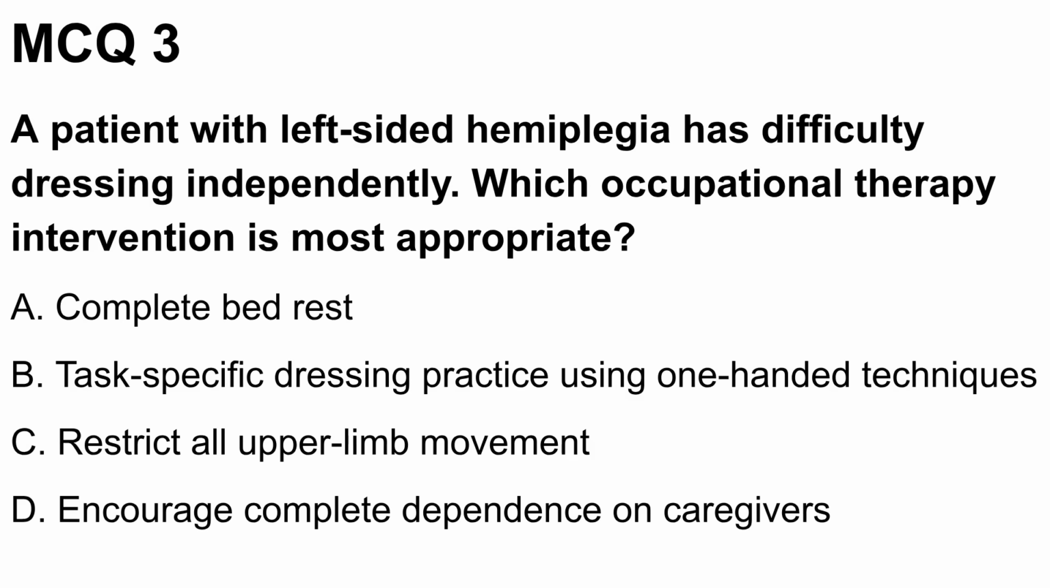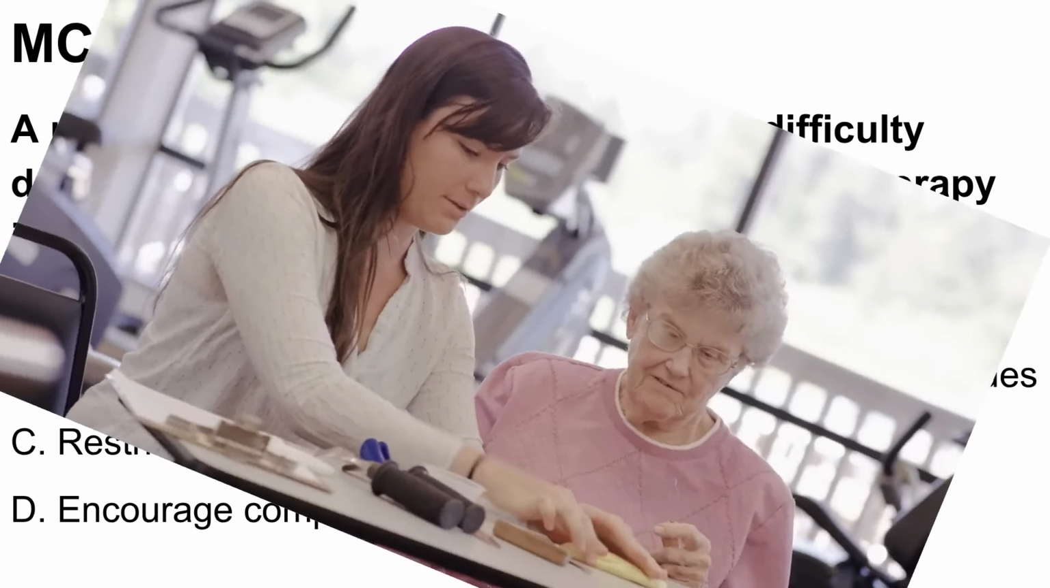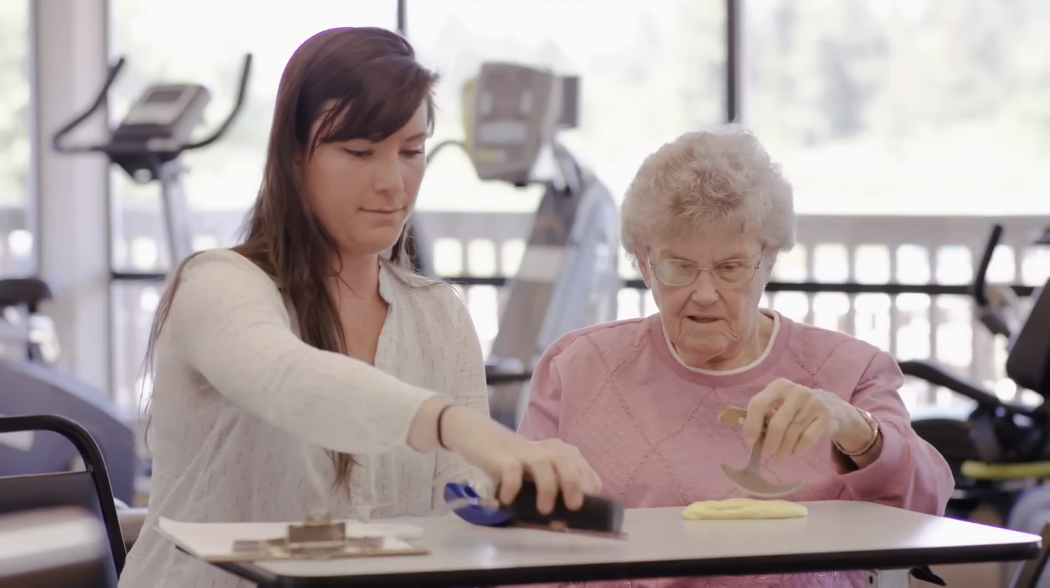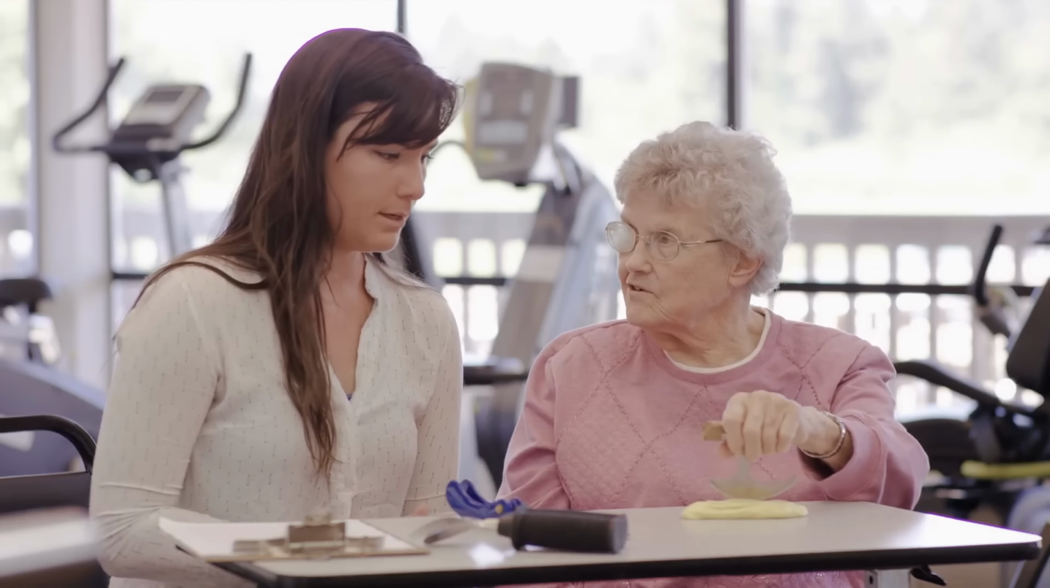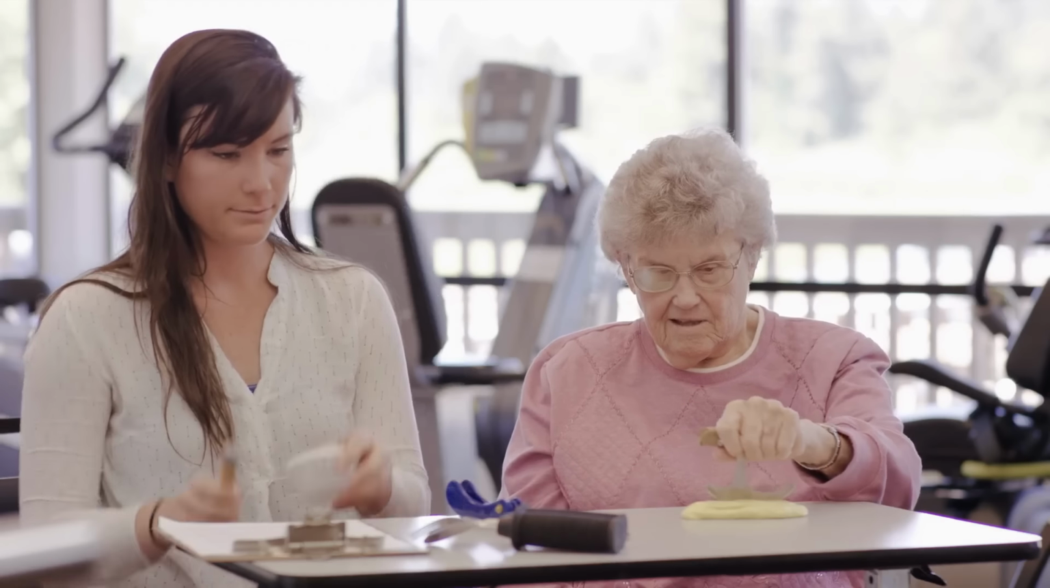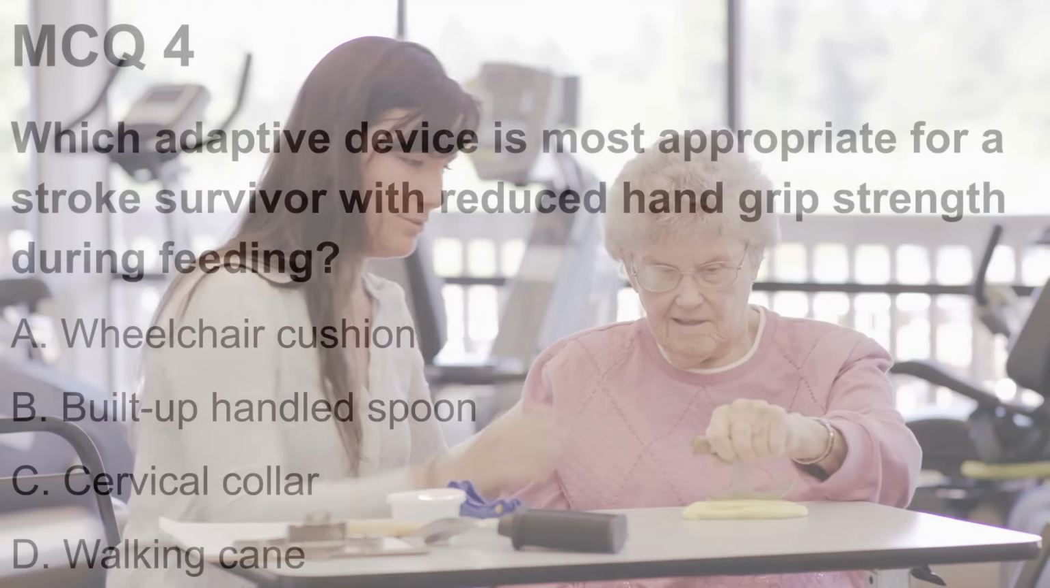MCQ 3. A patient with left-sided hemiplegia has difficulty dressing independently. Which occupational therapy intervention is most appropriate? A. Complete bed rest. B. Task-specific dressing practice using one-handed techniques. C. Restrict all upper limb movement. D. Encourage complete dependence on caregivers. Answer: B. Task-specific dressing practice using one-handed techniques. Explanation: occupational therapists teach compensatory strategies and one-handed dressing techniques to maximize independence during recovery.